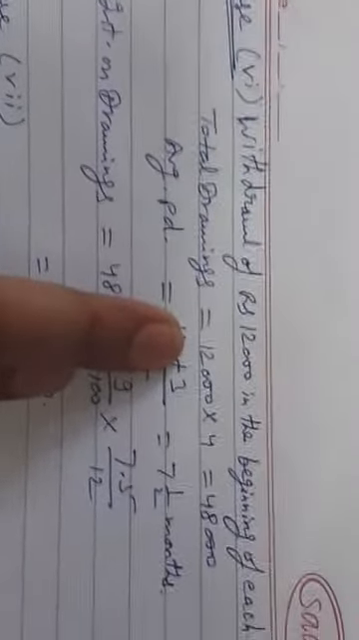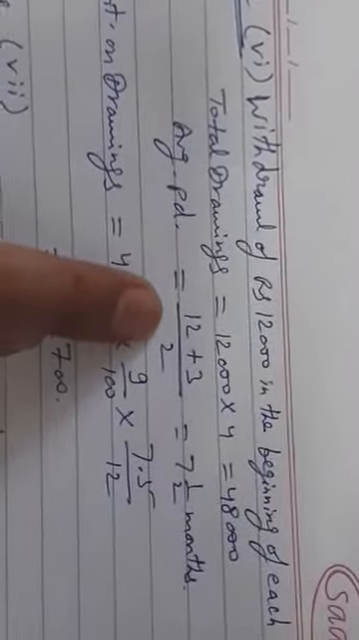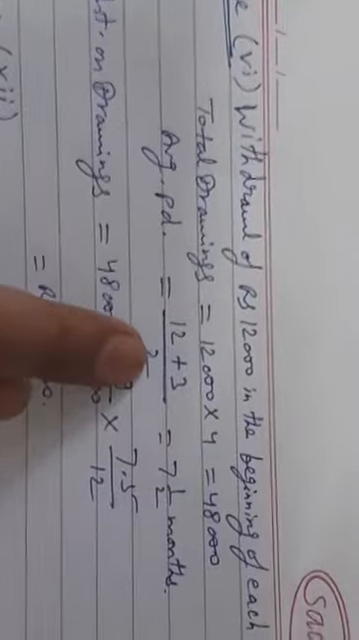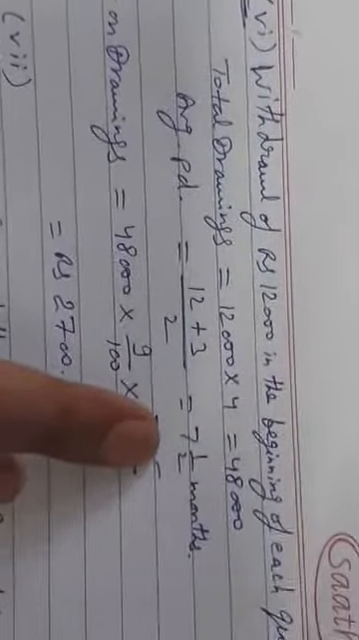Then case number 6, withdrawal of rupees 12,000 in the beginning of each quarter. Total drawings are 12,000 into 4 because there are 4 quarters in the year. So rupees 48,000 has been withdrawn during the year. The average period is to be calculated. After the first withdrawal, the amount is utilized for 12 months, and in the last quarter, because withdrawal is made in the beginning of every quarter, the amount will be utilized for 3 months. So 12 plus 3 upon 2, 7.5 months, will be the average period. Putting the formula, interest on drawing is equal to 48,000 at the rate of 9% into 7.5, the average period, upon 12, which will give an amount of rupees 2,700.